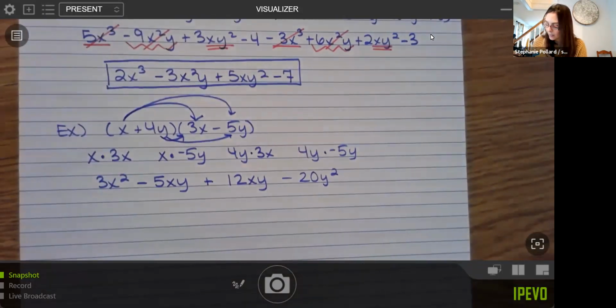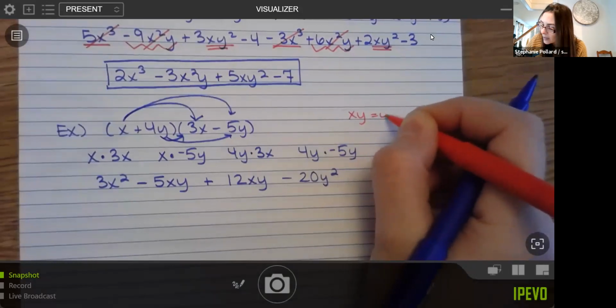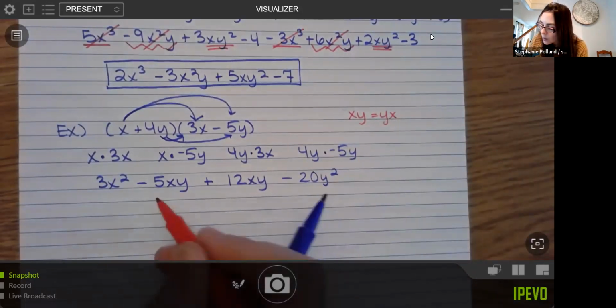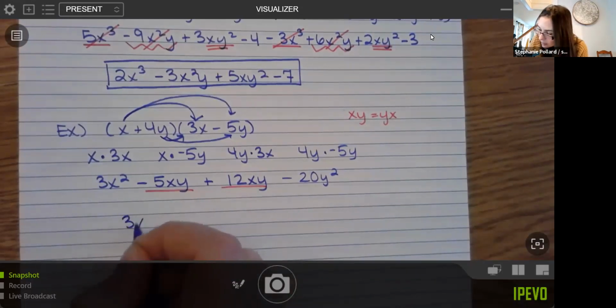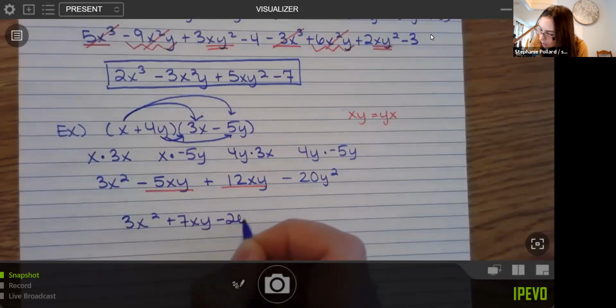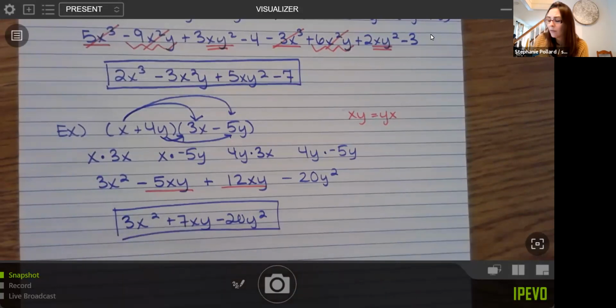Now you do have some like terms. Again, something like xy and yx are the same thing. Multiplication is commutative, so you can change the order. So these are like terms. And we have 3x squared plus 7xy minus 20y squared. I will note, if you wrote your answer as 7yx in the middle, that's still correct. Okay.